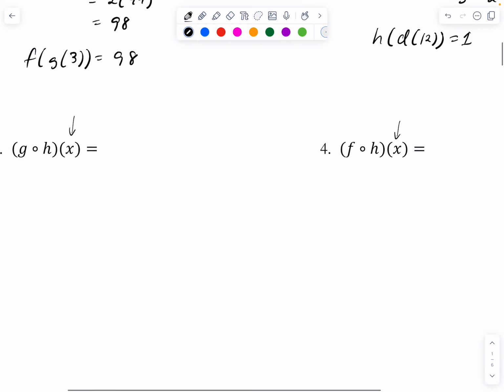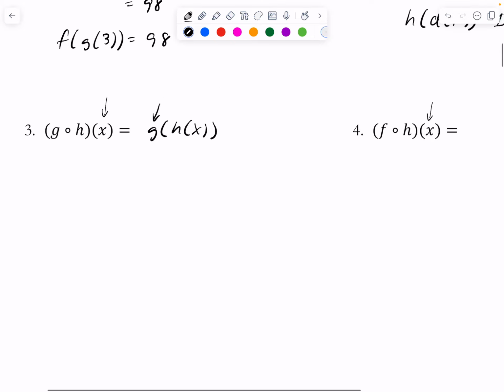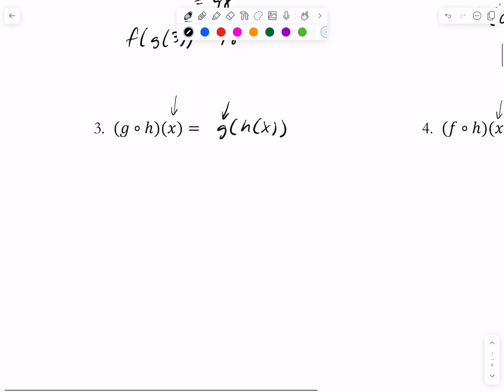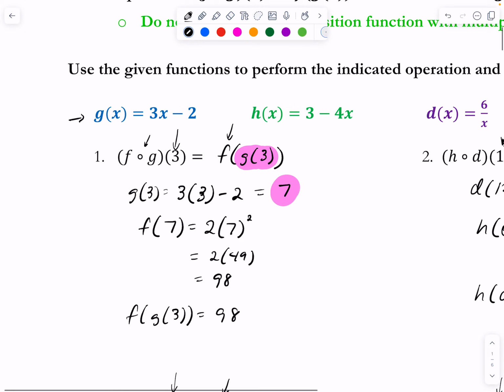Okay, so now we're into the questions where you have those variables x. This is a little bit different. What I want you to do is we're first going to say this is g of h of x. So I'm actually going to start with this g function, and I'm going to write the g of x function, 3x minus 2. But I don't want you to write x. I want you to do a big box. Again, I'll remind you, that's 3x minus 2.